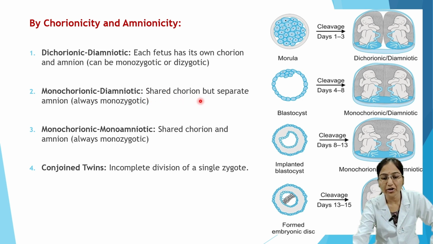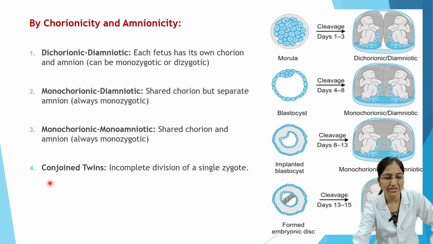And then comes the second one, monochorionic diamniotic. That is shared chorion but separate amnion. That is always monozygotic. And comes the third one, monochorionic monoamniotic. Here both amnion and chorion are shared.